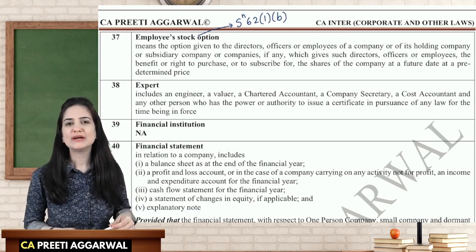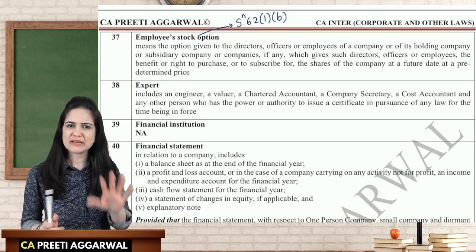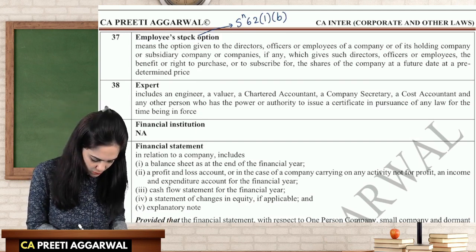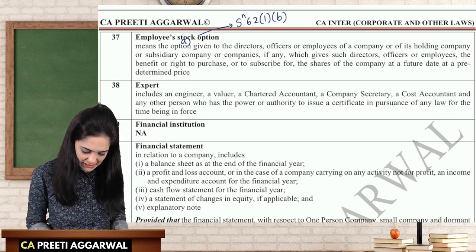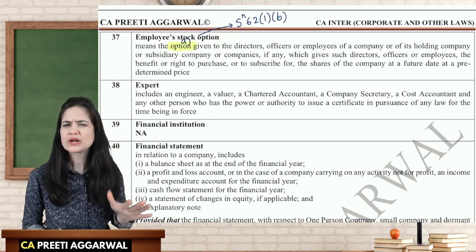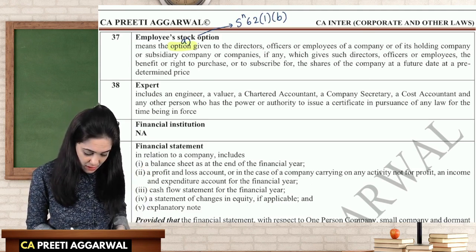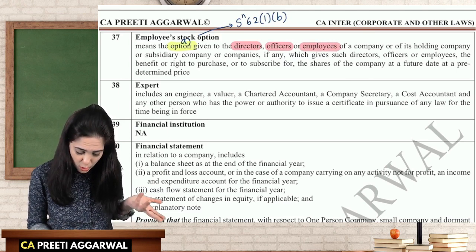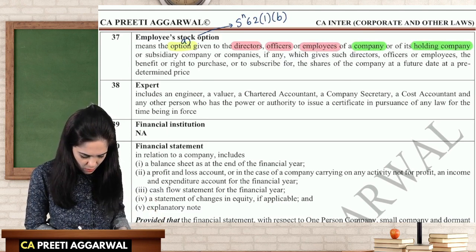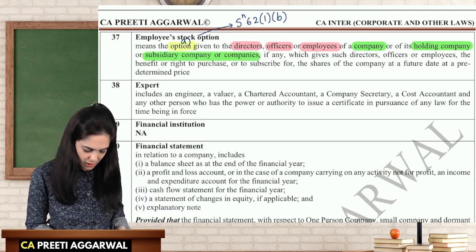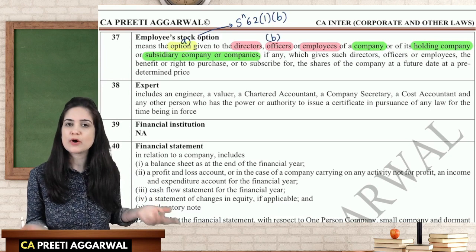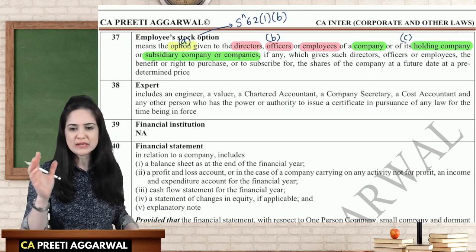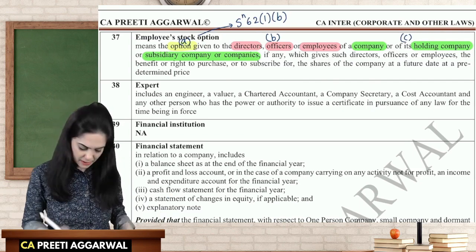Now what is an employee stock option scheme? This is basically an option. It's not a compulsion. Okay, let's highlight the few words. Firstly, it is an option. It's not a compulsion. You don't have to buy it. To whom is it given? To directors, officers or employees of company, holding or subsidiary company or companies. So my second keyword is to whom is this option given? Third is it may be either of the company or the holding company or subsidiary company.